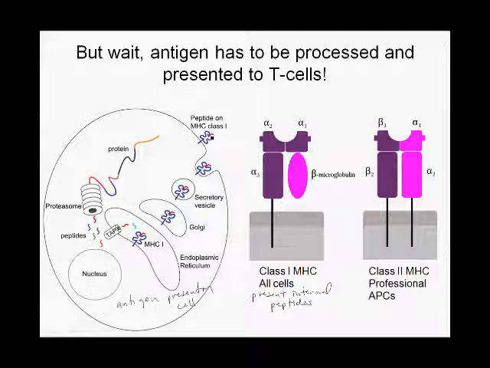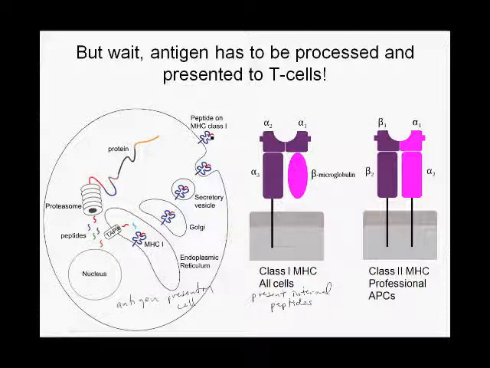My analogy is that a class 1 MHC molecule is kind of like the garbage can that every household has, and the household trash is put out in the garbage can. So MHC molecules essentially are displaying the cellular trash out on the cell surface. So every cell in the body does that.